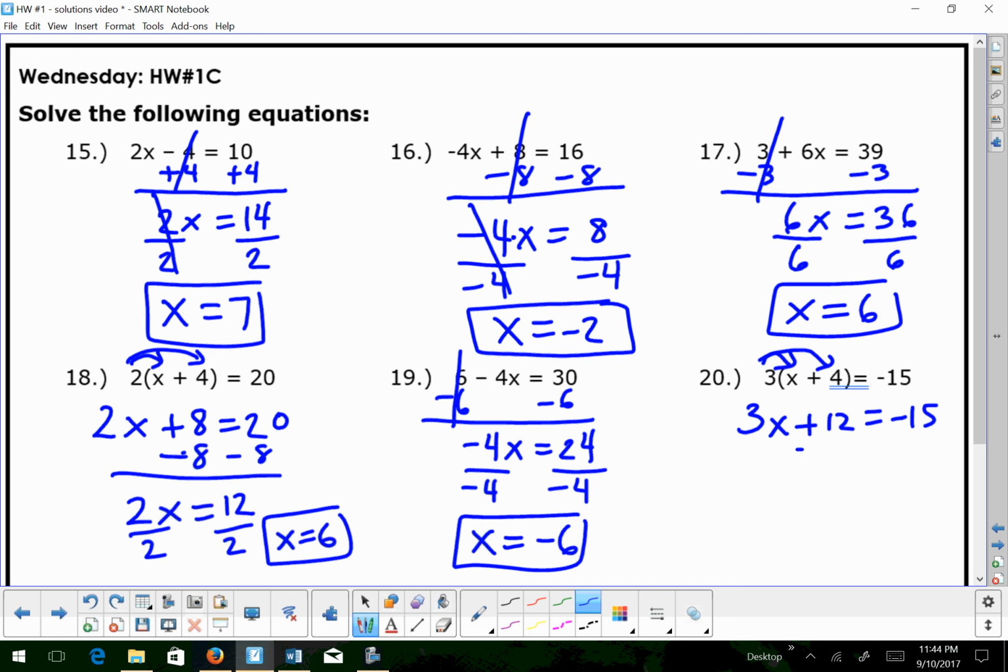I'm going to clear this constant by subtracting 12. 2 negatives means I have more negatives. And now I'm going to divide by my coefficient.